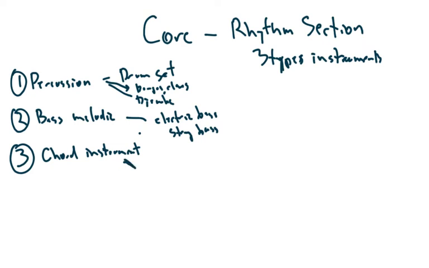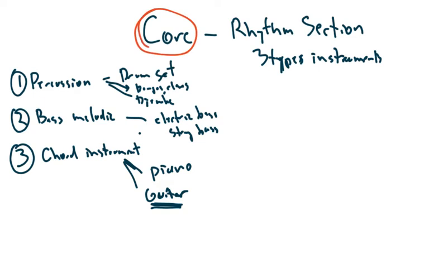And then your chord instrument is actually where you get, frankly, a little bit more variety, but there are two really common ones. The piano is a chord instrument, and then the one that you hear most often, well, I shouldn't say most often, in rock music, for example, is the guitar. But you have all these instruments working together, and they create what's called your rhythm section. And those are really your core instruments.